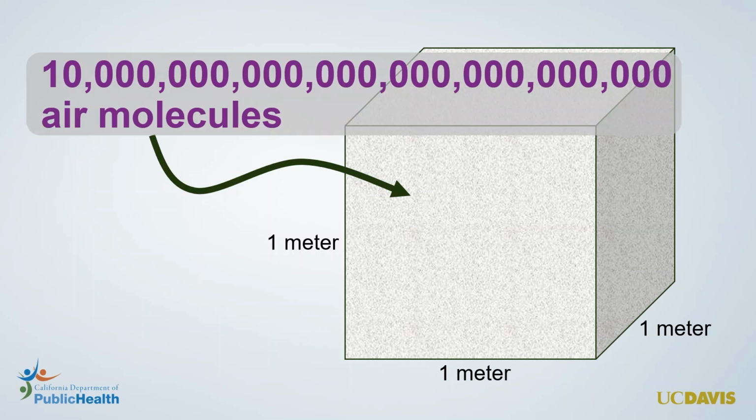More specifically, there are about 10 to the power of 25 air molecules. That's a 1 with 25 zeros after it. These numbers are unfathomably large. There are more air molecules in a 1-inch size cube than there are grains of sand in the entire world. So how do we talk about pollution when there are that many molecules? Well, we use a ratio.